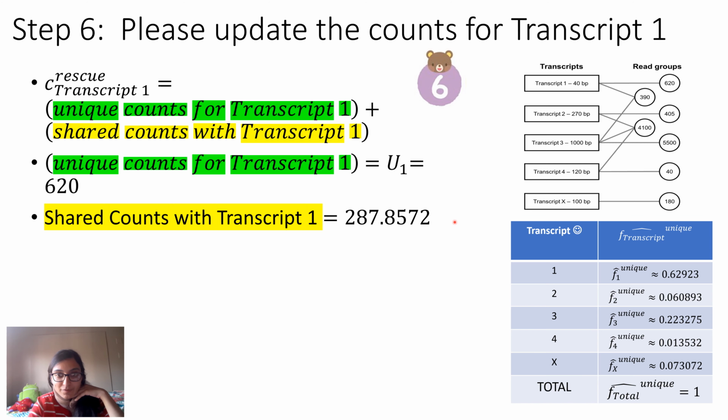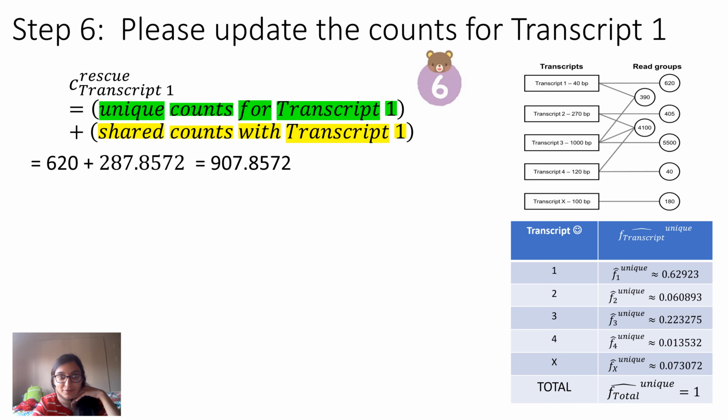So this 287.8572 and the 620, we're going to take both these values and plug them in to get C rescue transcript 1. And that's what we do here. We just add them together, and this is 907.8572. So those are the updated counts for transcript 1.